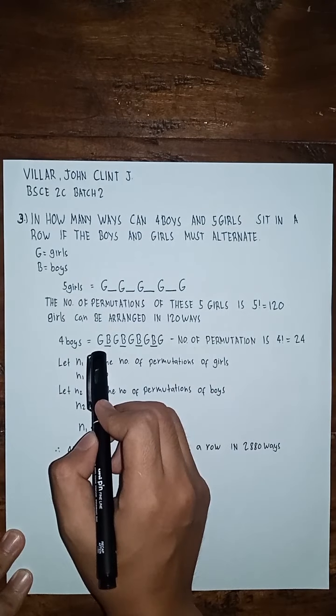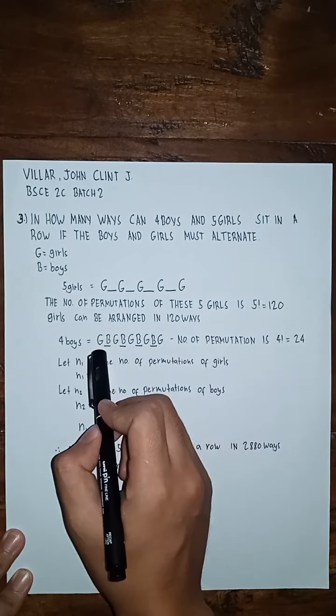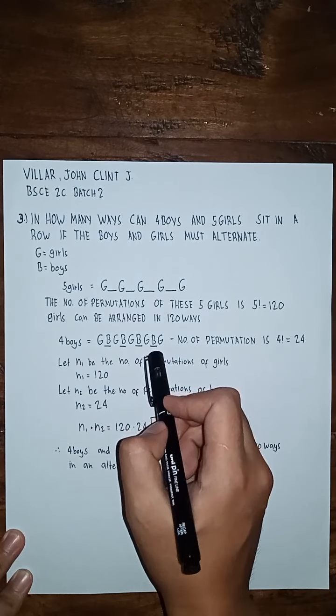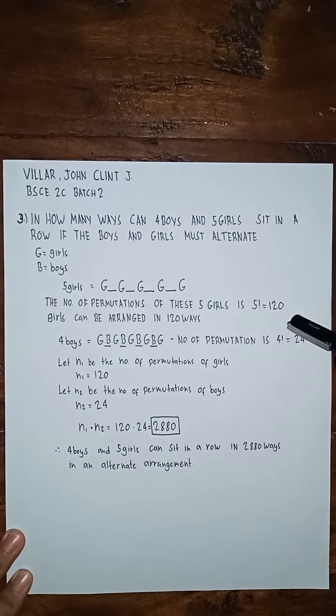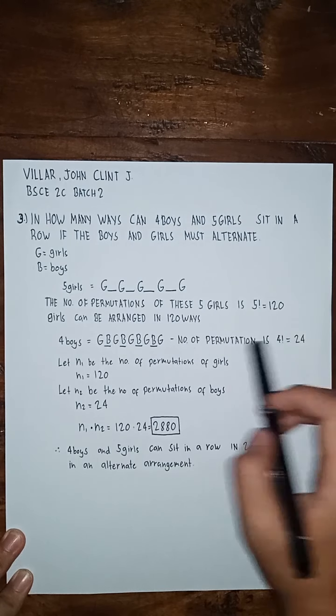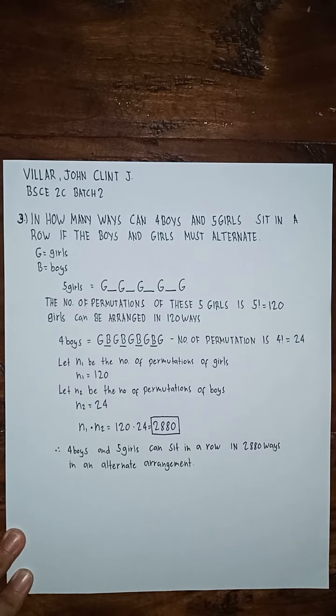So, sabi sa problem is alternate. So, ganito ang magiging itsura niya. GB, GB, GB, GB, and G. So, meron tayong dalawang operations dito. So, if the first operation can be performed in one way, and for each of these ways, there's a second operation that can be performed, then these two operations can be performed together. So, pag mumultiplyin lang natin.